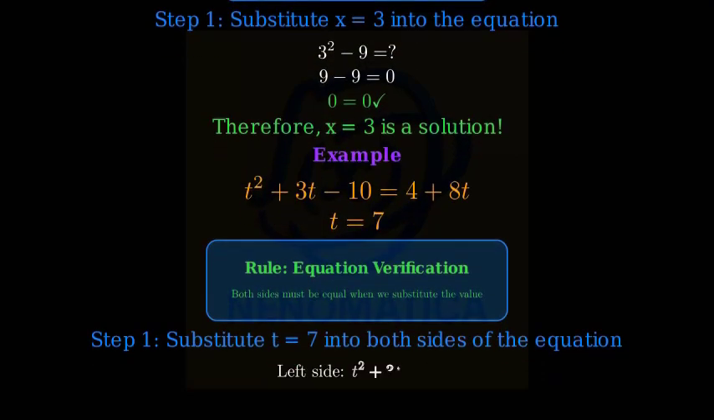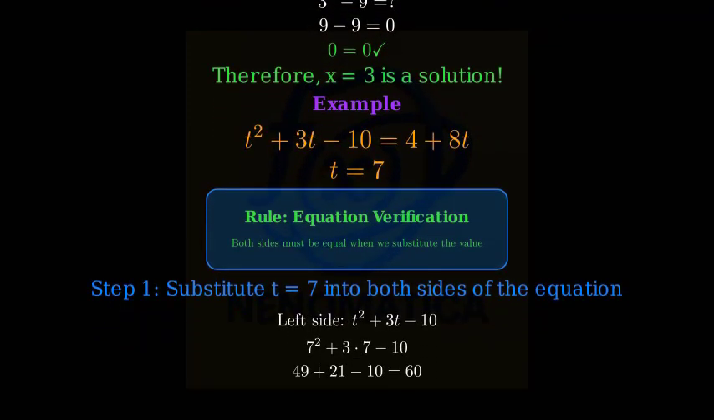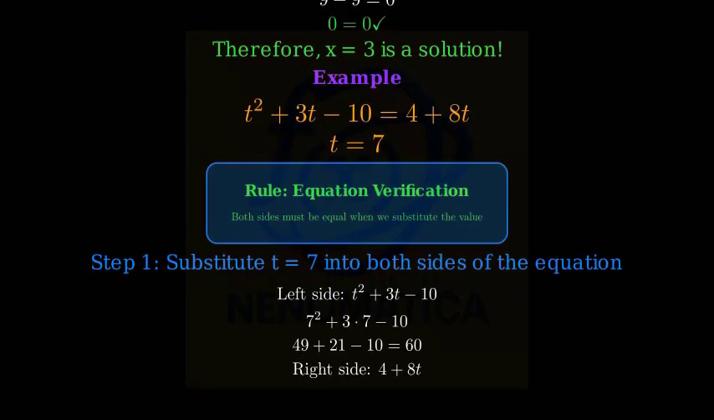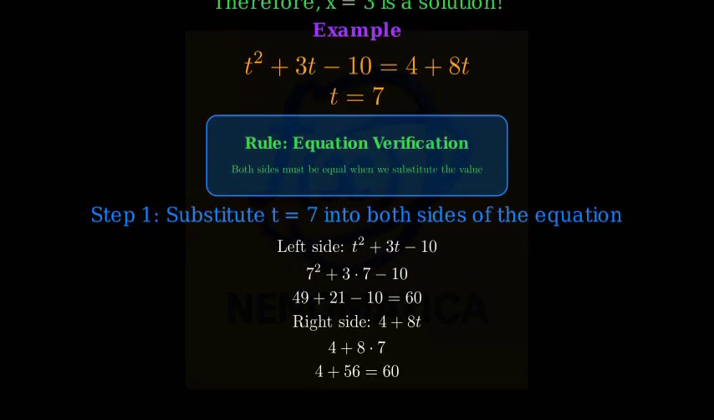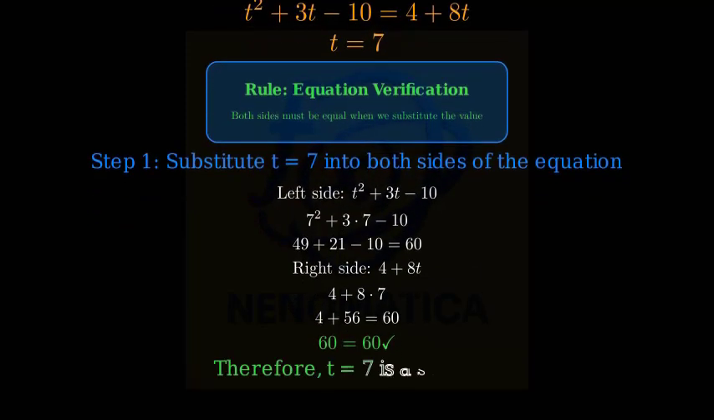For the left side, we have t squared plus 3t minus 10, which gives us 7 squared plus 3 times 7 minus 10. This equals 49 plus 21 minus 10, which simplifies to 60. Now for the right side, we have 4 plus 8t, which gives us 4 plus 8 times 7. This equals 4 plus 56, which also simplifies to 60. Since both sides equal 60, the equation is satisfied when t equals 7, confirming that it is indeed a solution.